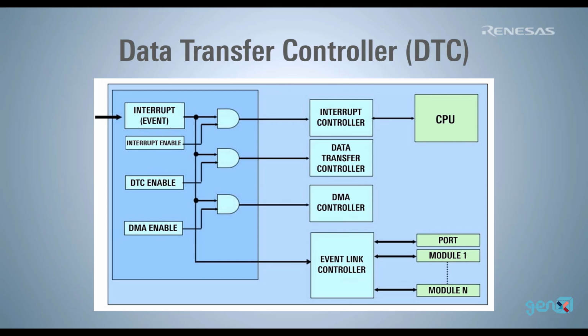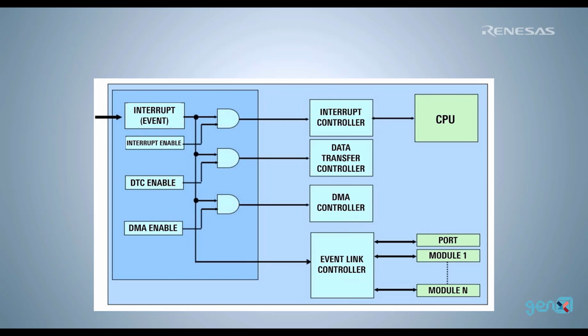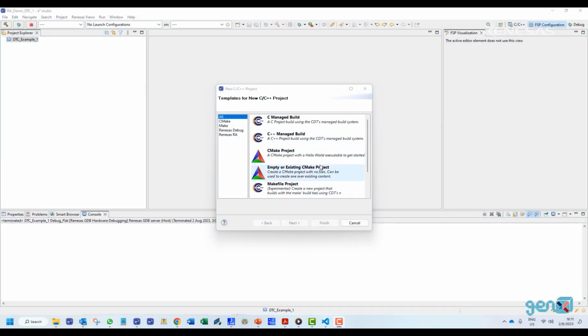The source or destination can be a peripheral or a memory address. This also means we can transfer data when the CPU is in a low power or sleep mode.